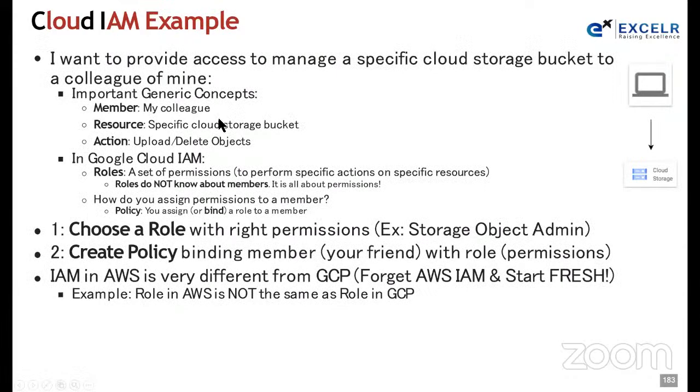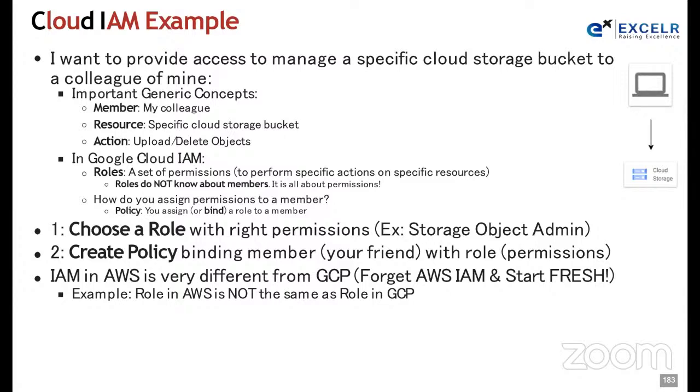Let us look at an example. If I want to provide access to manage a specific Cloud Storage bucket to a colleague of mine, what are the things I need to remember? The generic concept is that the member is your colleague, the resource is your bucket, and then the action you want to give, suppose you want them to upload or delete objects. Then you create a Cloud IAM user, and assign a role which will have a certain set of permissions.